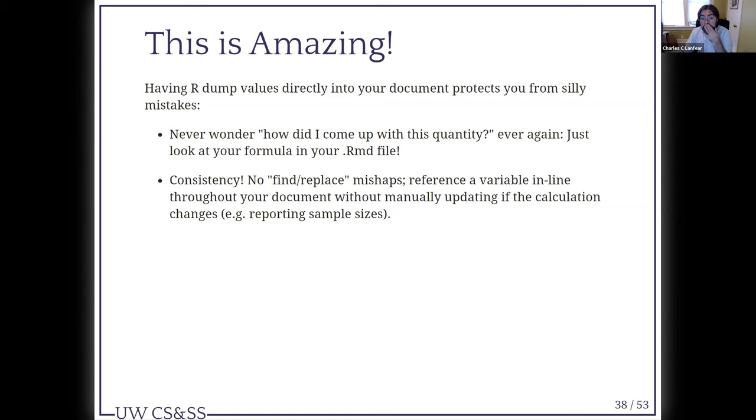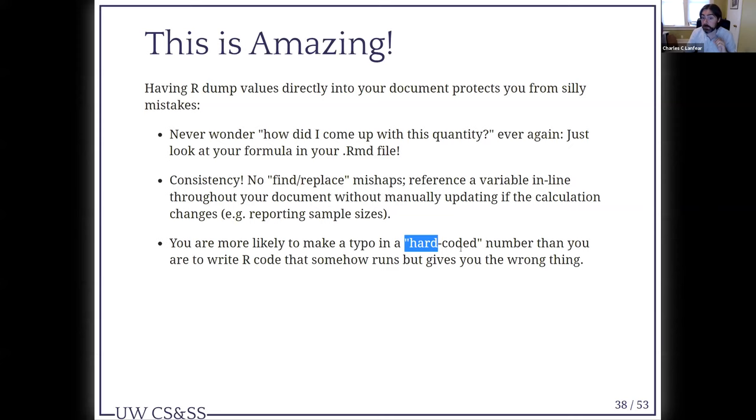There's also consistency. No more finding and replacing some number or variable throughout an entire Word document. Change it in one place and then everywhere it's called in the document will update automatically. This is great for projects that are constantly in motion. Also, you're way more likely to make typos in hard-coded numbers. If you write a whole bunch of numbers into a paragraph describing results, it's really easy to sneak in a couple errors here and there. You're probably not going to make those sorts of mistakes if you're pulling them straight out of the actual data.